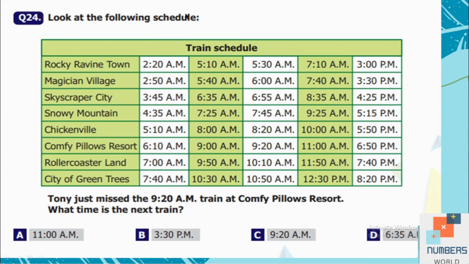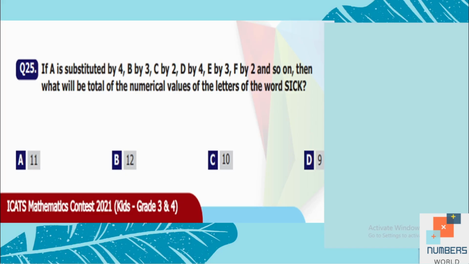Question number 24, look at the following schedule. So they have given a whole schedule in the form of a chart. Tony just missed the 9:20 a.m. train at Comfy Pillows Resort. What time is the next train? So there we have Comfy Pillows Resort. He missed the 9:20 a.m. train. So what will be the next train? So here we have 9:20 a.m., which he has missed. So the next train will be at 11 o'clock. So A is the correct option here.